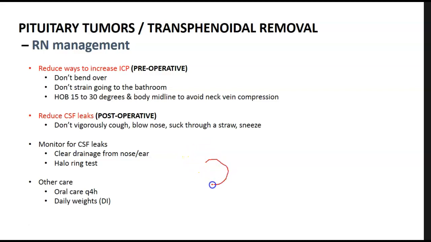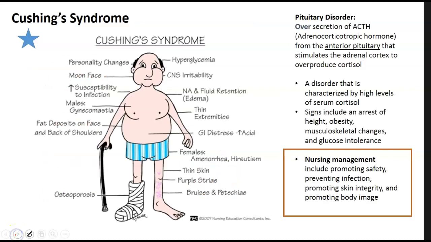So you may see, like, say on their bed sheet, you see a little bit of red drainage. It's kind of like a halo. And then just around it, you'll see a very mild hint of yellow in this area, and that's basically glucose that is from the CSF. So sometimes you might see that ring, which could be an indication of CSF leak. And also you want to do oral care and watch a patient's weights.